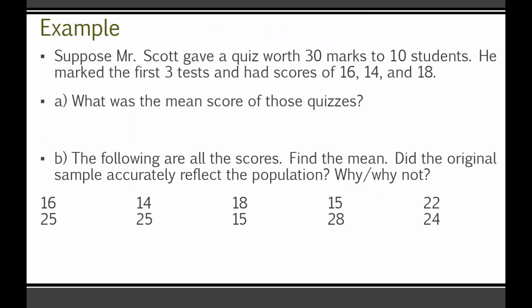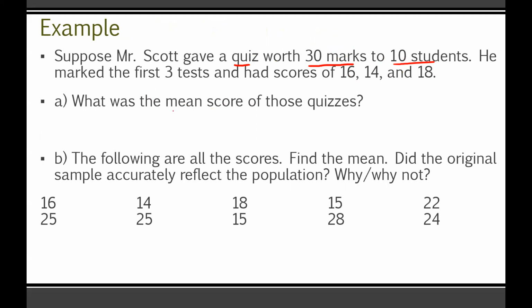So here's an example. Suppose Mr. Scott gave a quiz worth 30 marks to 10 students. He marked the first 3 tests and they had scores of 16, 14, and 18 out of 30. What was the mean score of those quizzes?